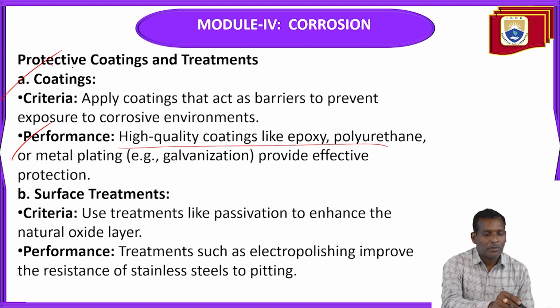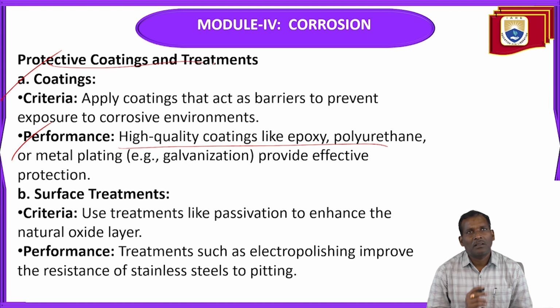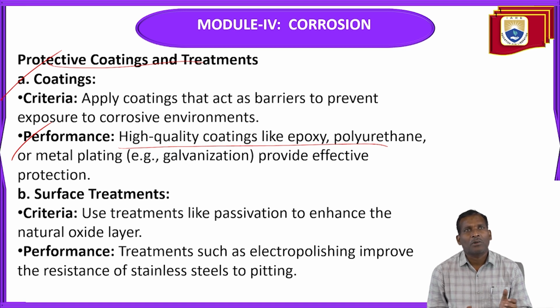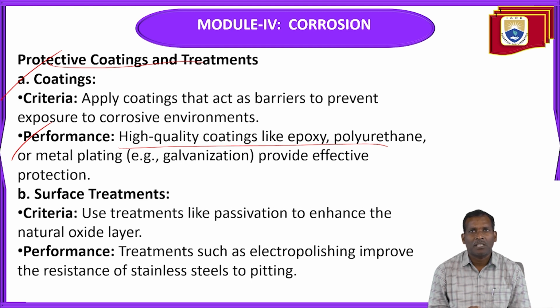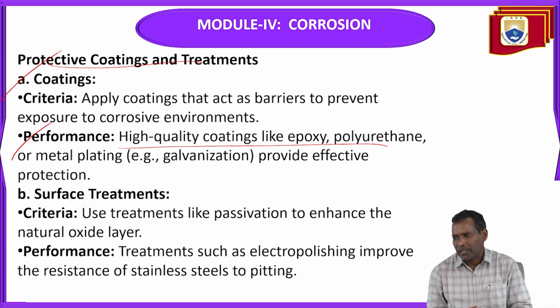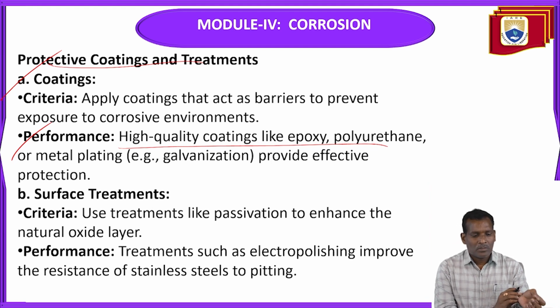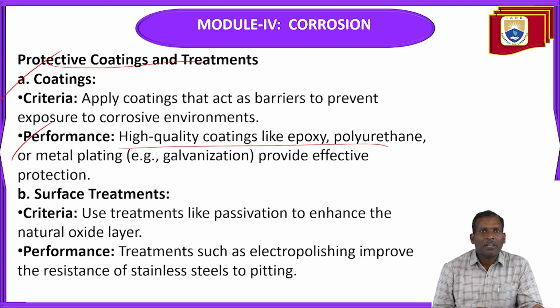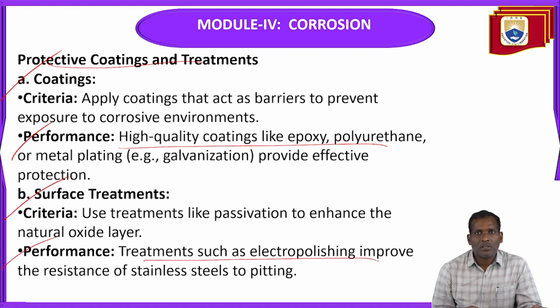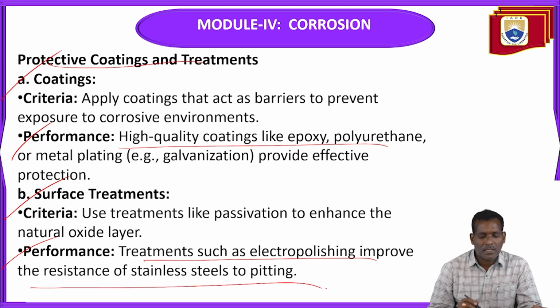So here, in the protective coatings and treatments, methods can control the corrosion. High quality coatings like epoxy, polyurethane, or metal plating, for example galvanization, provide effective protection. Surface treatments, some heat treatments like passivation, enhance the natural oxide layer. Surface treatments such as electropolishing improve the resistance of stainless steels to pitting.